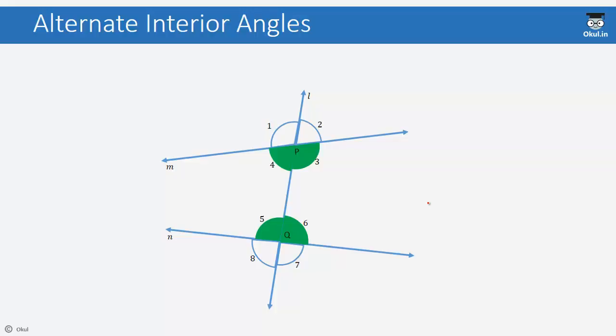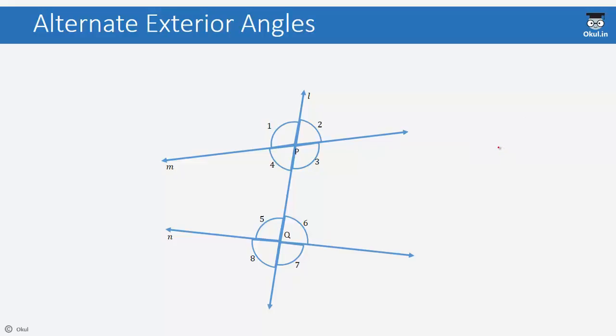So the angles that are alternate to one another are angle 3 and 5, and another alternate interior angle pair is 4 and 6. So I can write that the first pair of alternate interior angles is angle 3 and 5. The next pair of alternate interior angles is angle 4 and angle 6. Now we have alternate exterior angles.